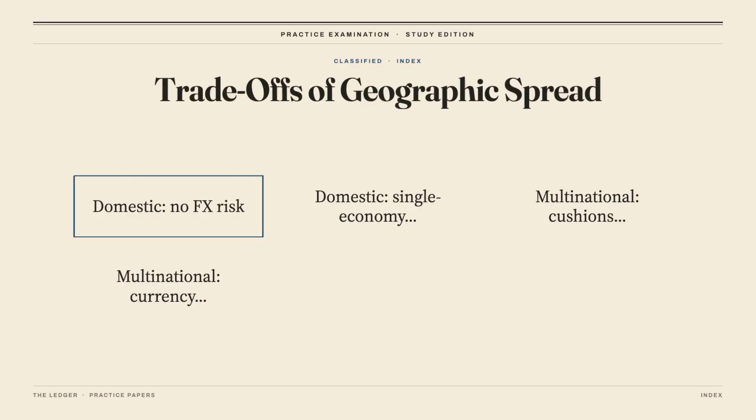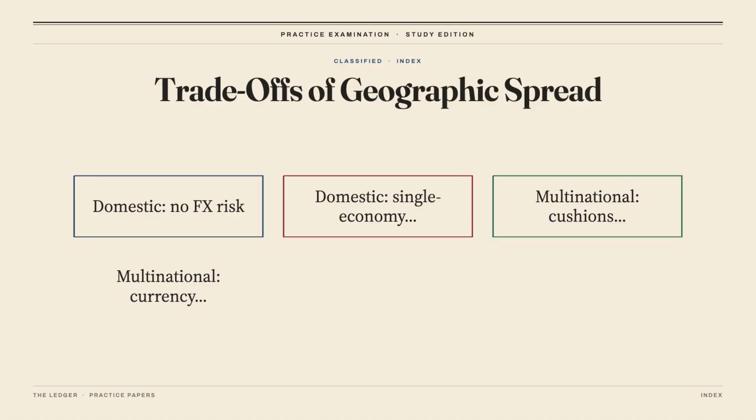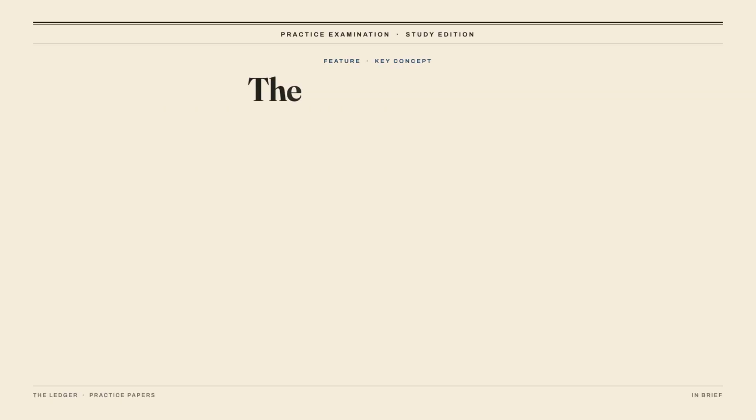A purely domestic company avoids currency swings, but is fully exposed to one economy's fortunes. A multinational cushions itself against any single market's weakness, but takes on currency risk, geopolitical risk, and the strain of managing many regulatory regimes. Neither posture is safer in the abstract.